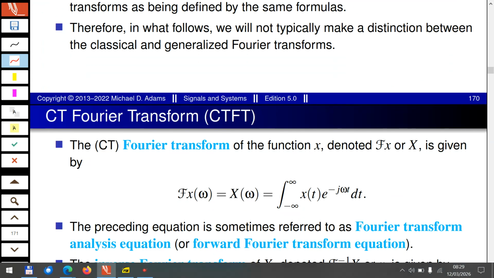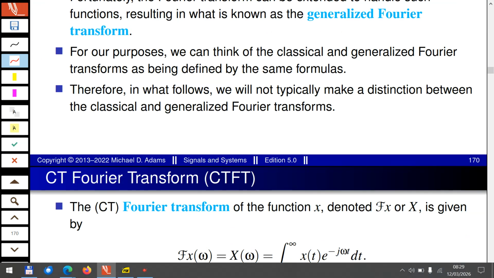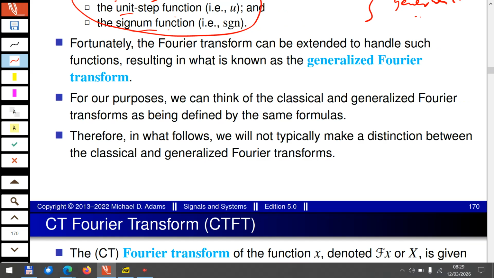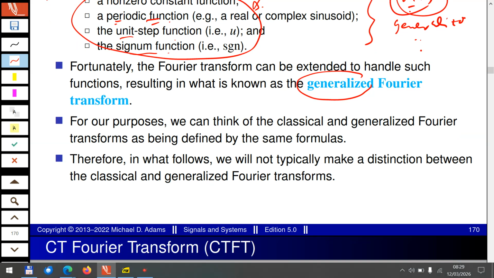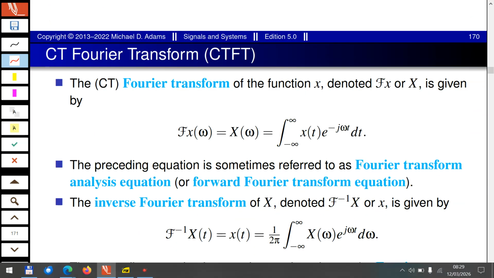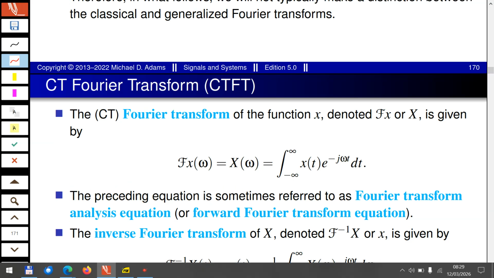So now you will see this generalized Fourier transform requires advanced calculus, but we're not going into that. We'll just use some shortcuts related to the generalized function, and we will use those results without proofs. But I'll try to convince you without proving anything.